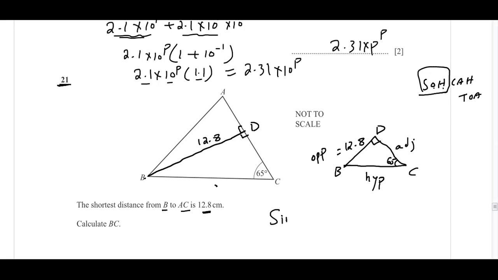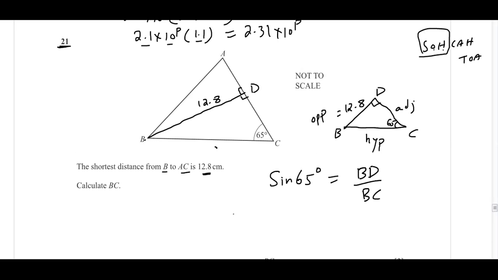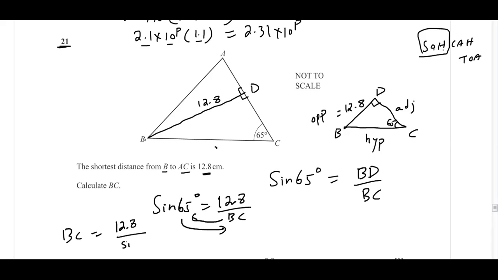So I can say sine of 65 degrees is, sorry, opposite over hypotenuse. Opposite is BD, over hypotenuse is BC. So put the values: sine of 65, BD is 12.8 over BC. So to find BC, shift it to this side and this one on this side. So BC will be 12.8 over sine of 65. So what will it be?